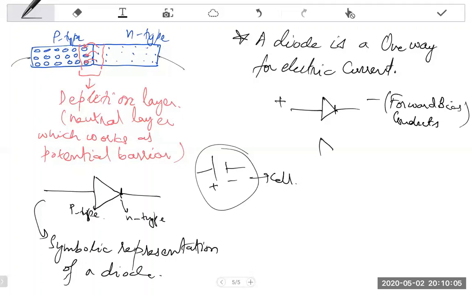But when this end of the diode is connected to the negative terminal and this end is connected to the positive terminal, it is called reverse bias. No conduction. But if you increase the potential difference by much more, like 100,000 volts, if you apply so much high voltage to a diode, this diode burns. Means conduction happens. So it has some limit of voltage.